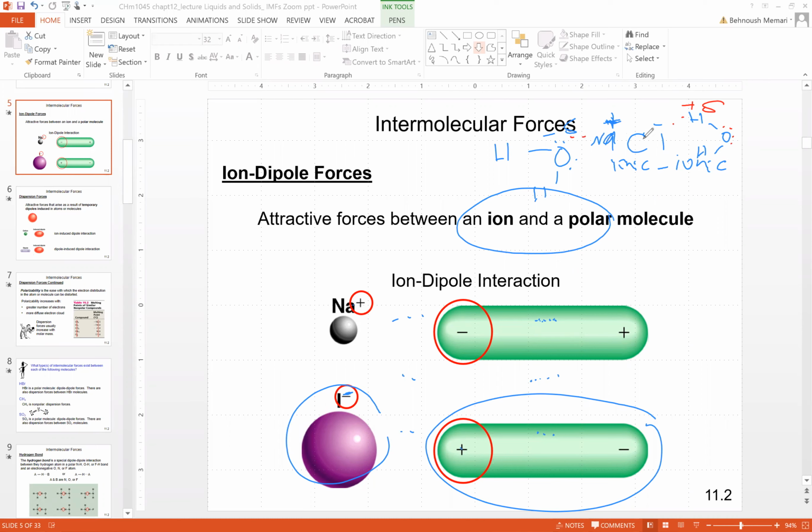And these attractions are going to take the Cl out and then the sodium out. They separate the sodium from the chloride, and that basically means that sodium chloride would dissolve in water because it's a polar solvent.